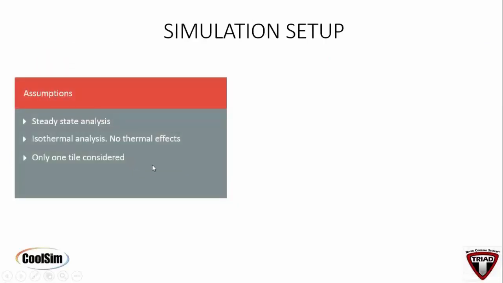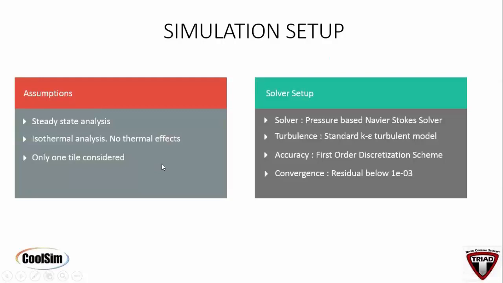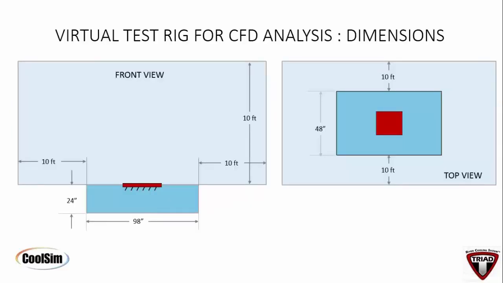Now, in terms of simulation, we ran it as a steady-state isothermal solution. We consider just one tile. We used Navier-Stokes, of course. It was the Fluent solver, K-epsilon turbulence model, first-order discretization, and we drove all the residuals well below 1e-3.